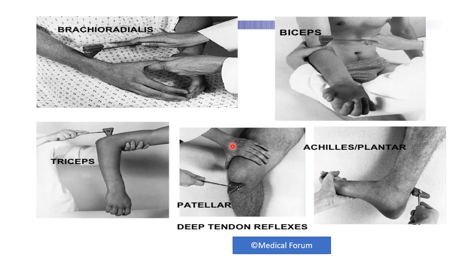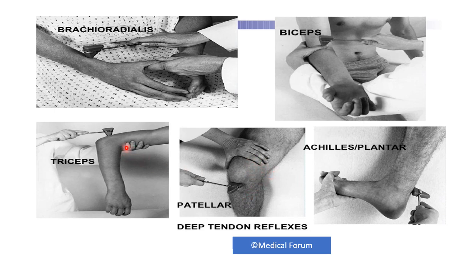These pictures show the elicitation of different deep tendon reflexes. This is the pendular or knee jerk. The patella being struck, or the tendon just below the patella is being struck, and then the response is the extension of the knee, a forward jerking of the knee. This can be done when the legs are hanging from the couch or the bed, or it can be done in the lying down position also.